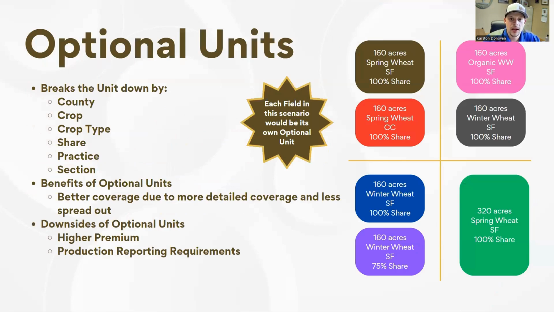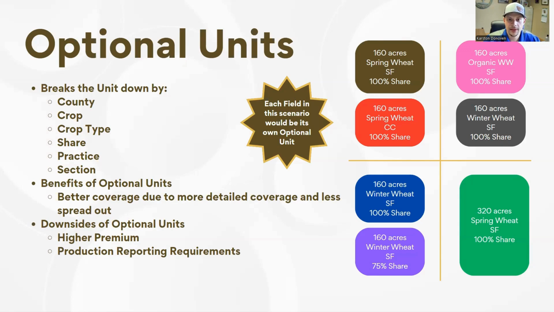So let's take a look at optional units. Optional units are going to be at a glance the best coverage you can have, and because of that, they're going to be the highest premium. So optional units are going to break down the unit by county, crop, the crop type, your share, practice, and the section. So because of being able to break it down by that, it's going to make it better coverage because it's less spread out.